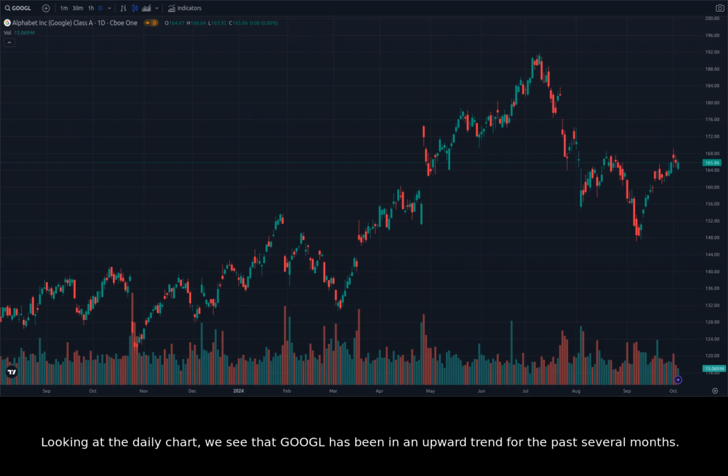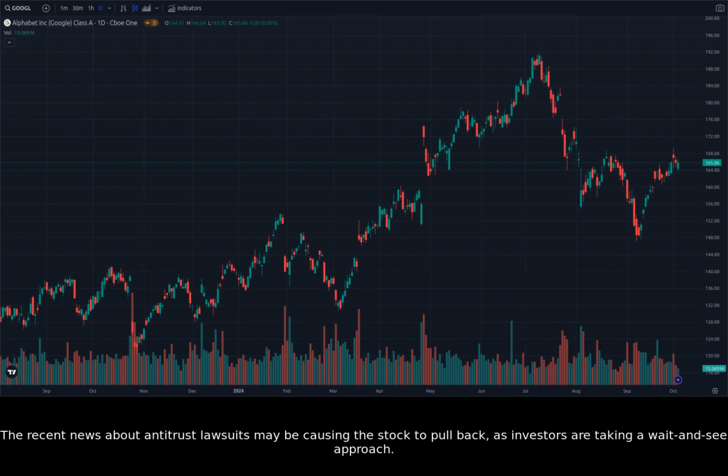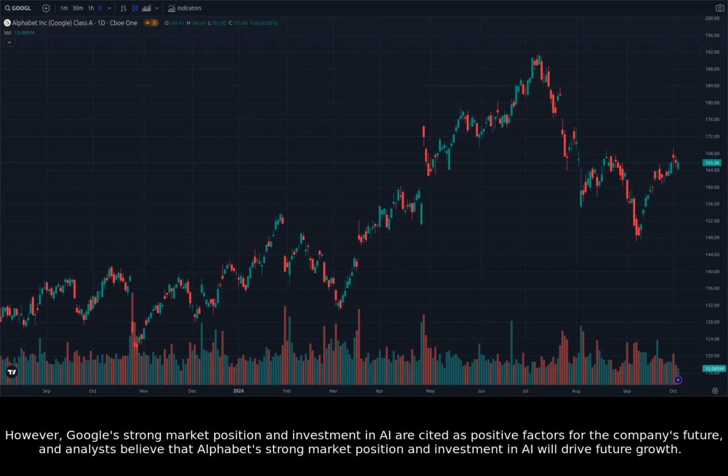Looking at the daily chart, we see that Google has been in an upward trend for the past several months. The stock has been trading above its 200-day moving average, a key indicator of long-term bullish sentiment. The recent news about antitrust lawsuits may be causing the stock to pull back as investors are taking a wait-and-see approach. However, Google's strong market position and investment in AI are cited as positive factors for the company's future, and analysts believe that Alphabet's strong market position and investment in AI will drive future growth.